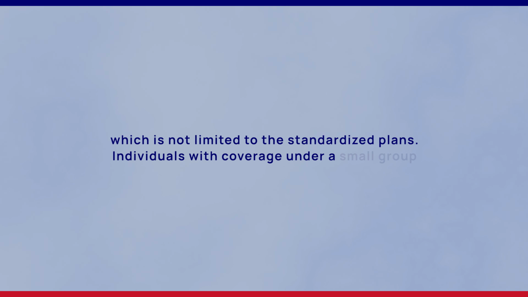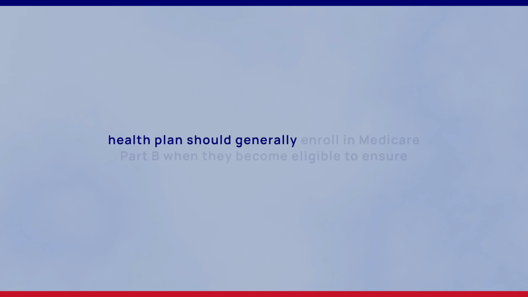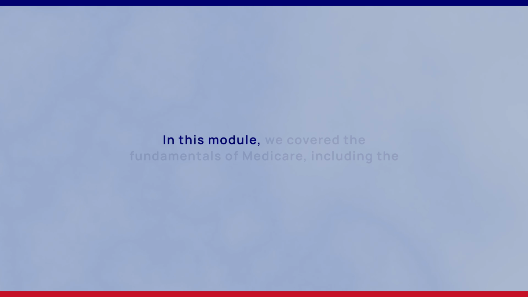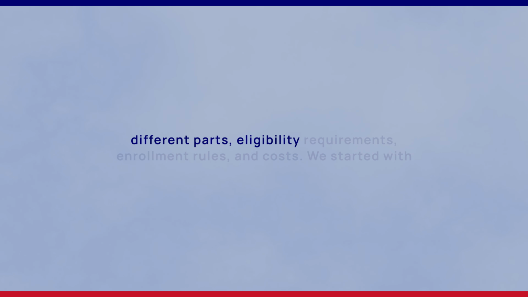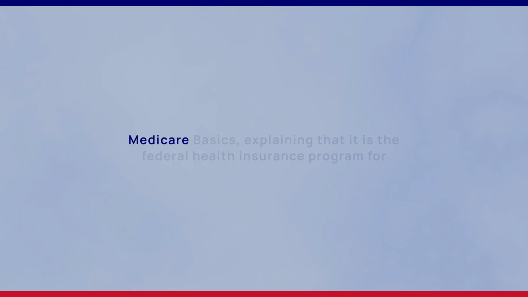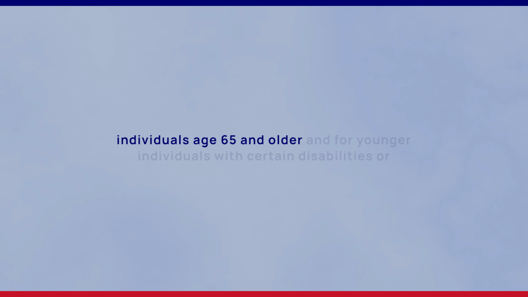Individuals with coverage under a small group health plan should generally enroll in Medicare Part B when they become eligible to ensure proper coordination of benefits. Training Summary. In this module, we covered the fundamentals of Medicare, including the different parts, eligibility requirements, enrollment rules, and costs. We started with Medicare Basics, explaining that it is the federal health insurance program for individuals age 65 and older and for younger individuals with certain disabilities or serious health conditions.